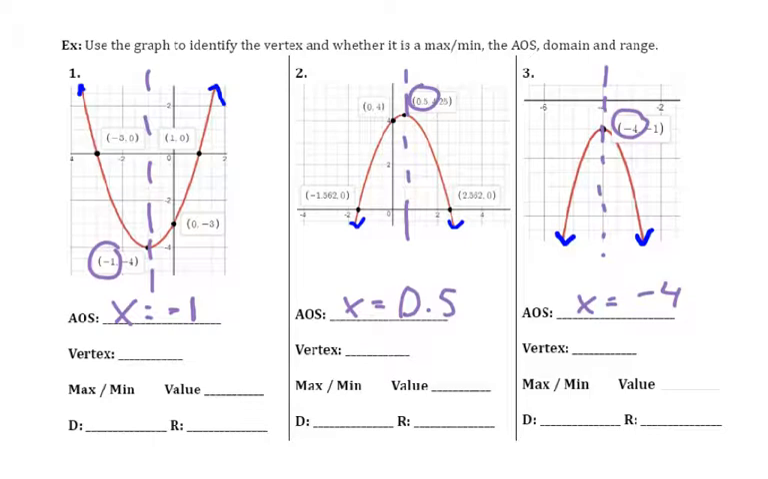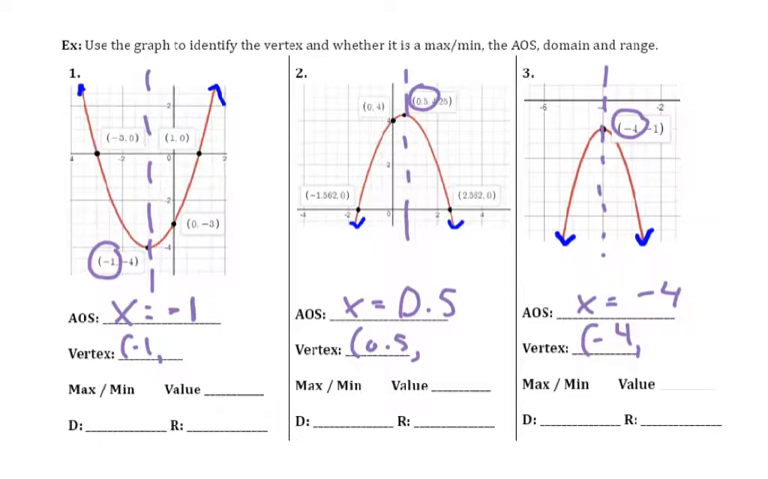Okay, we're going to move on to the vertex, but before we do that, we actually just identified the first half of every single vertex point that we have. The first half of our vertex is the x value that is the axis of symmetry. So I know that the vertex is going to be an ordered pair, and I actually know what the x value is. We just said that the axis of symmetry is x equals -1. That means on number 1, the vertex, the x value is going to be -1. On number 2, the vertex, the x value is going to be 0.5. Number 3, the vertex, the x value is going to be -4.